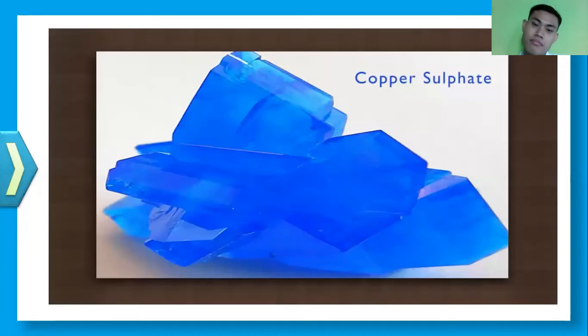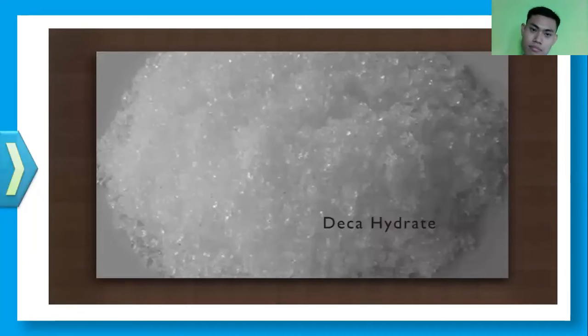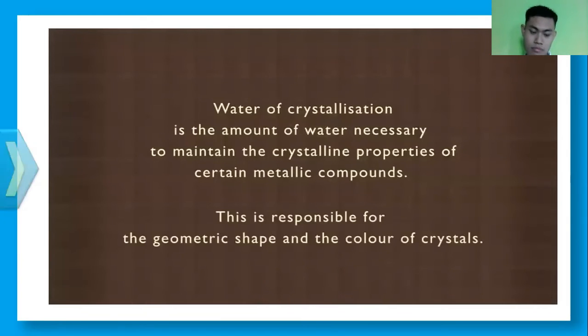Look at the beauty of these hydrous crystals. You see copper sulfate or blue vitriol, ferrous sulfate or green vitriol, and sodium carbonate decahydrate or washing soda. These beautiful colors and shapes are because of the water of crystallization. Water of crystallization is the amount of water necessary to maintain the crystalline properties of certain compounds. This is responsible for the geometric shape and color of crystals. This water can be expelled by heating.